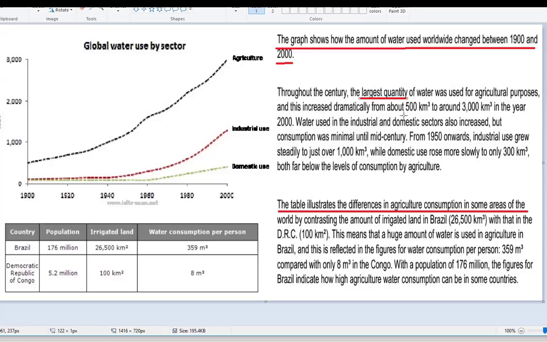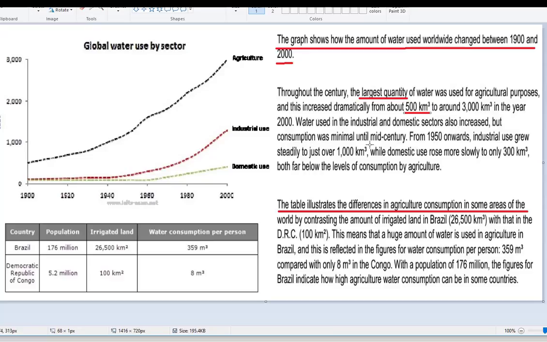"And this increased dramatically from about 500 cubic kilometers to around 3,000 cubic kilometers in the year 2000." So the 3,000 refers to the year 2000. The 500 refers to, I don't know, they don't give us the date. So the writer really should have said that this 500 cubic kilometers was used in 1900. So the date's missing from this. If you're going to give numbers, please be sure to give all the numbers. Like here, 3,000 corresponds with the year 2000, but 500 has no corresponding date.